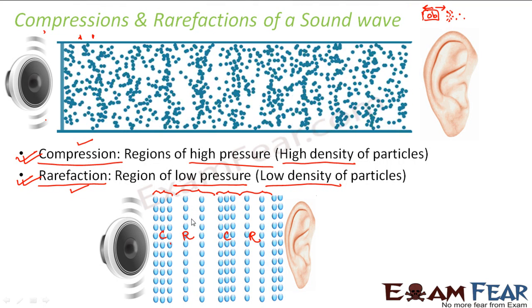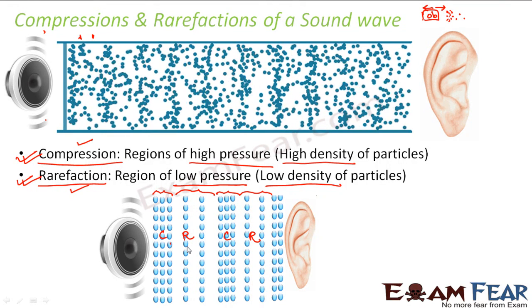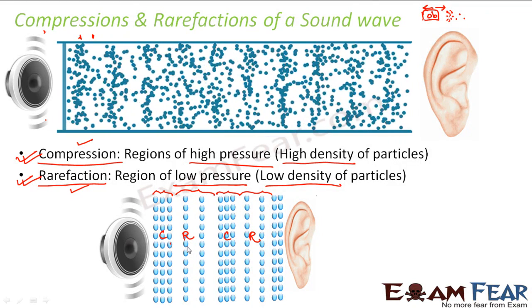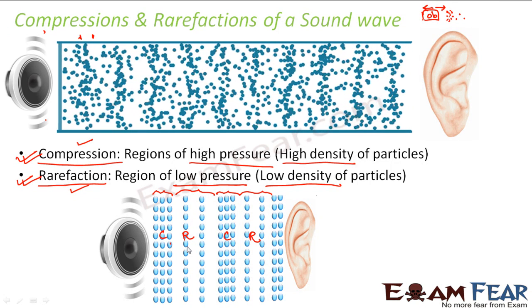In rarefaction, you see the particles are quite far away from each other, but in compression, they are very close to each other. So from the term compression, you can remember that compression means something which is compressed. When you compress something, all the particles will come very close by, so the density of the particles will be more, and the pressure will also be more, right? That is how you can remember what is compression and what is rarefaction.